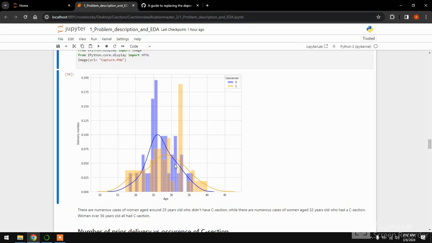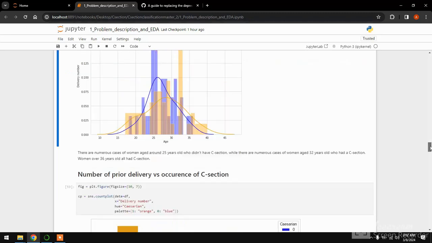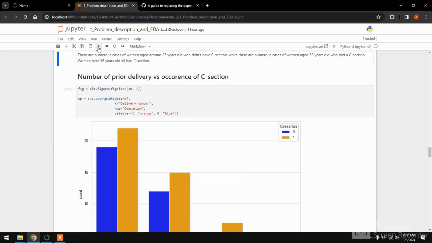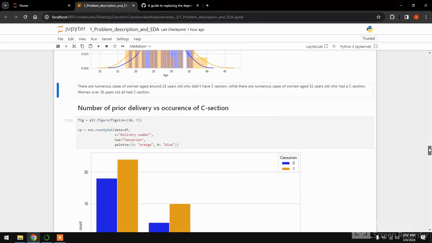So we just need to click run so that we can run the next part of the source code. Now we are comparing two values, number of prior deliveries and the possibility of a C-section birth.